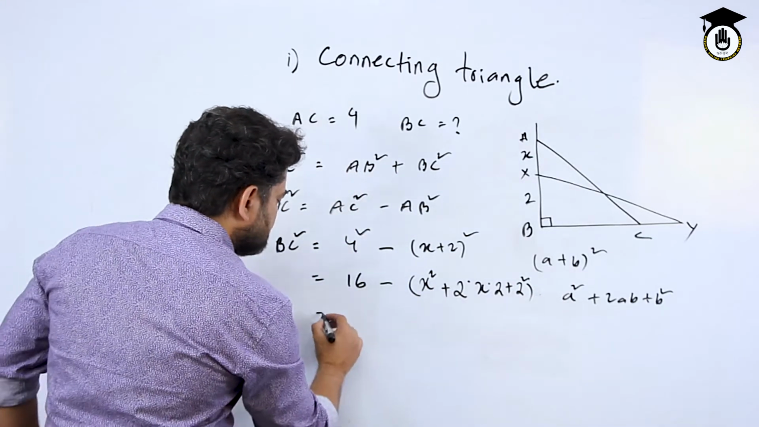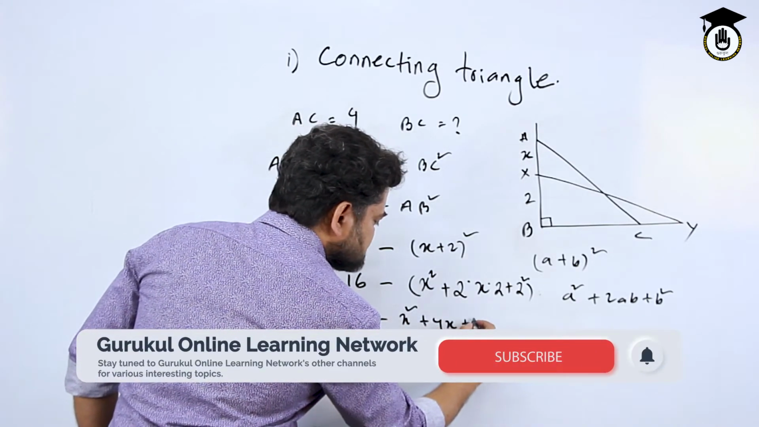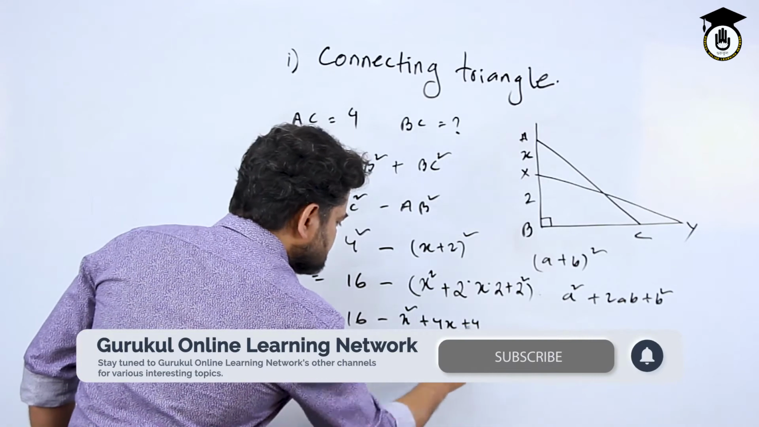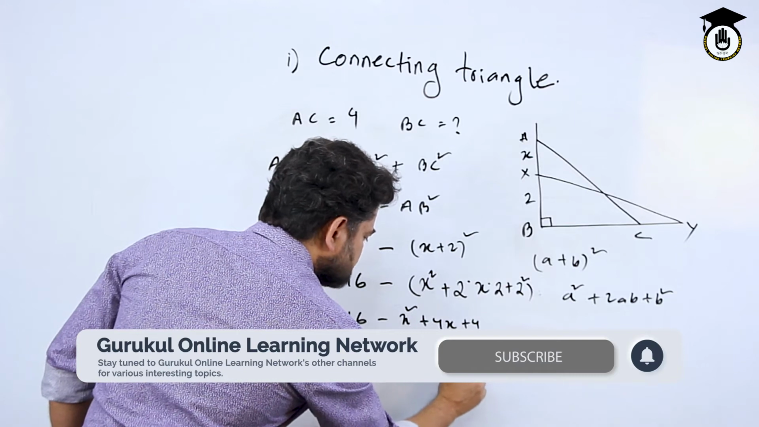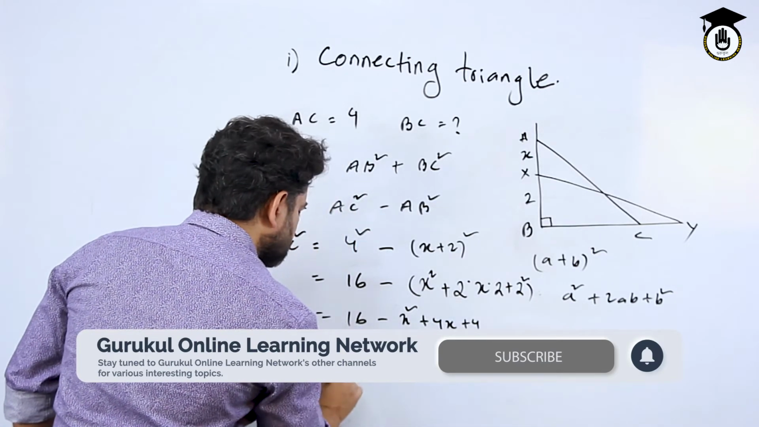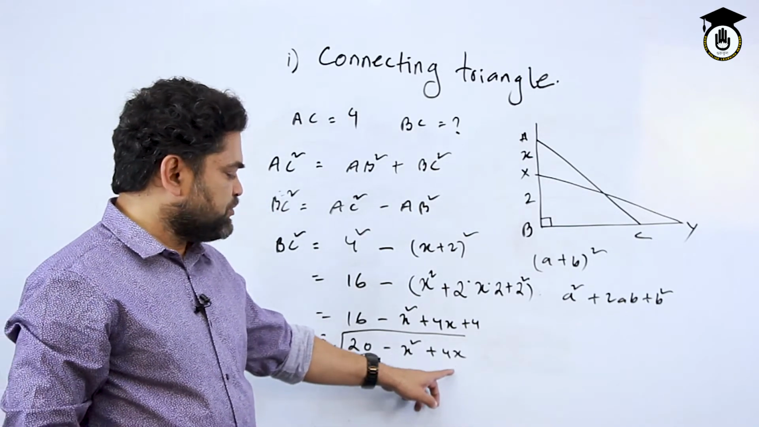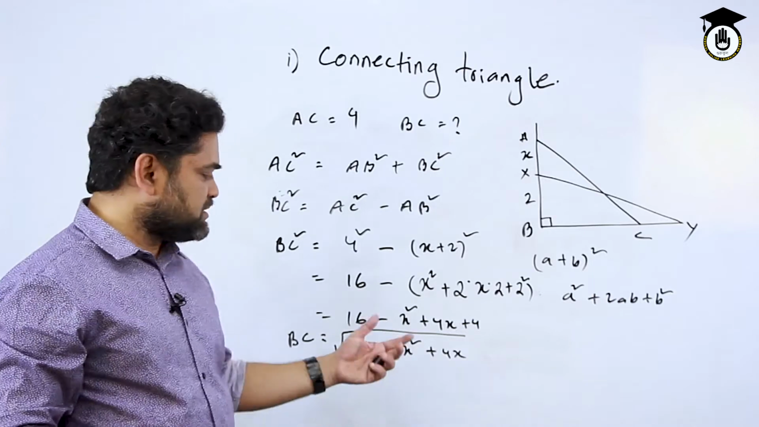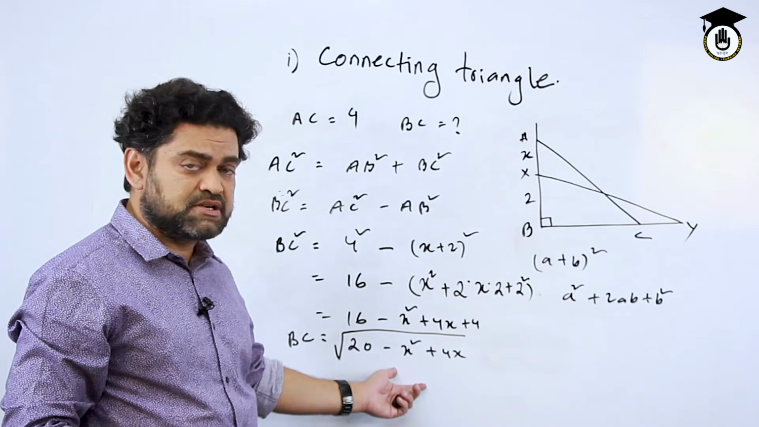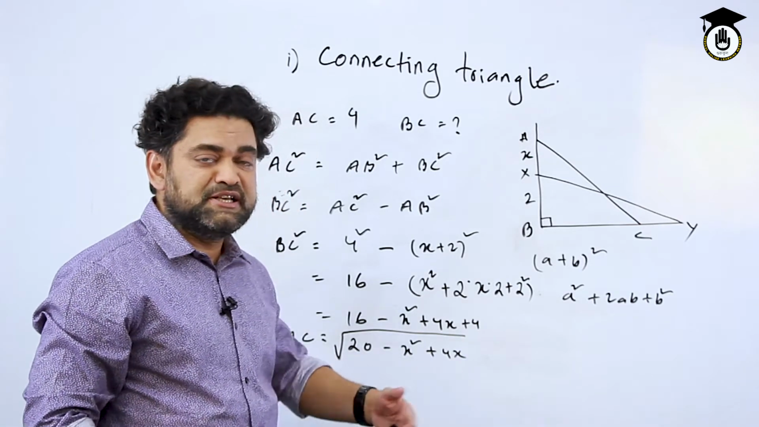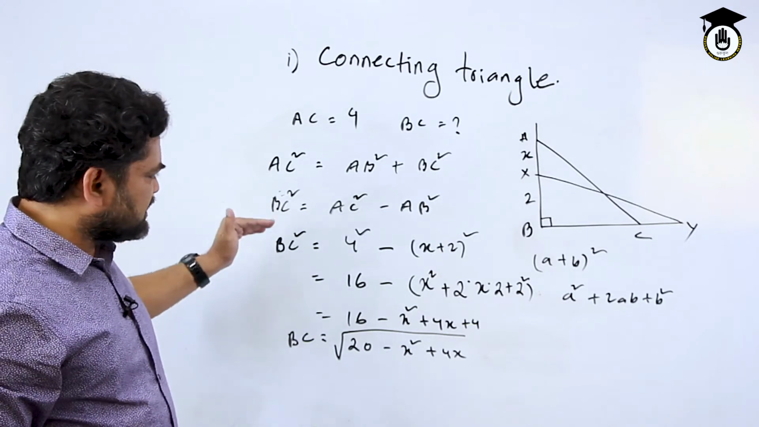If you open the bracket, 16 minus x square plus 4x plus 4. And 16 plus 4 is 20, minus x square plus 4x, that is BC square. If I remove the square, it comes with the root. As your answer is coming up with x, and I didn't discuss the middle term with you guys, keep your answer as it is. But when you come to know how to solve the middle term, then we'll sort it out in our next episodes, I hope so. So this is another problem I've shown you, the connecting triangle.